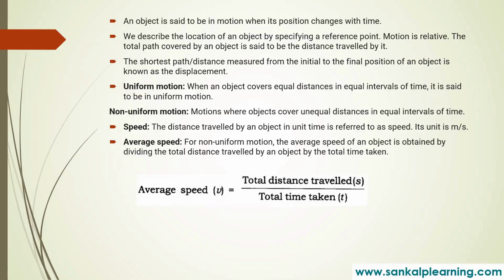To describe the motion we need to specify some terms. Sometimes we say an object is moving fast, or an object is moving slow. So when we compare with respect to another object, we need to specify it with some words. So we use distance, displacement, then velocity, speed, acceleration. All these terms we use in physics. The shortest path or distance measured from the initial to the final position of an object is known as displacement.